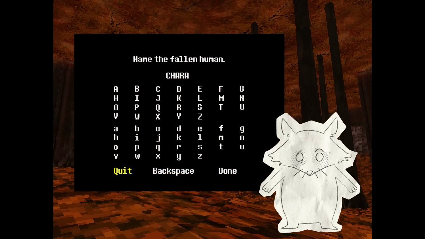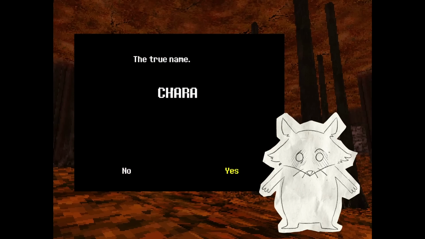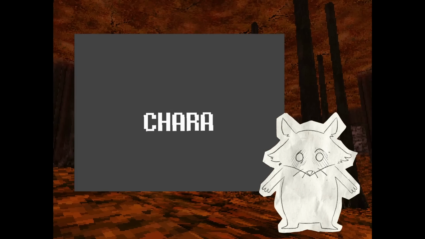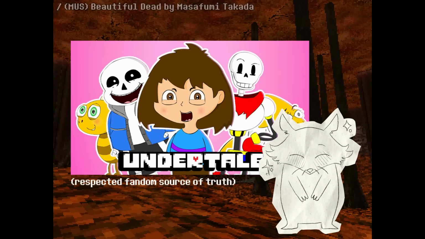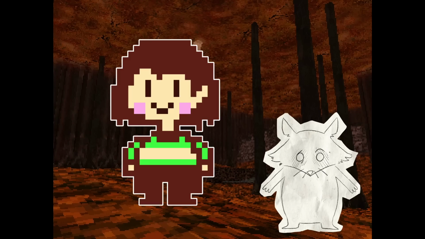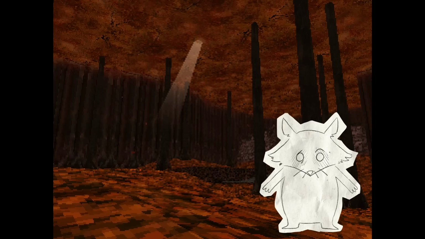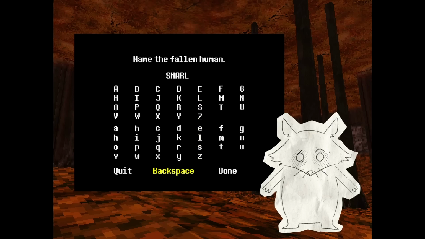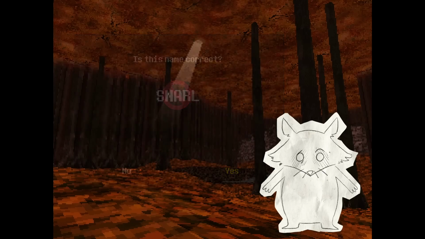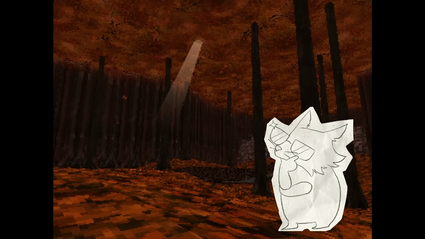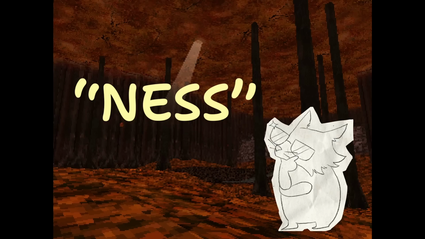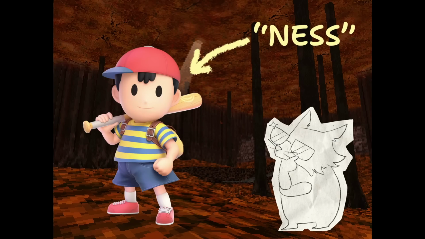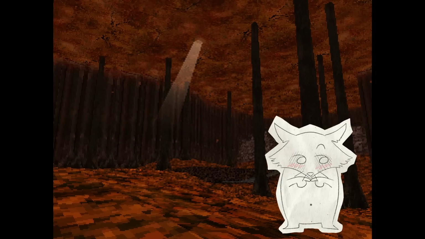According to Undertale's name select screen, Chara is the true name of the fallen human. But what does Undertale really mean by true name? The most obvious interpretation, which many in the fandom seem to hold, is that this is the name of the fallen human, meaning every other name you put in this name select screen is not their name. This is similar to other RPGs like Earthbound, where you can name the protagonist, but Ness is nevertheless the name of the main character. But this isn't super satisfying, in my opinion.